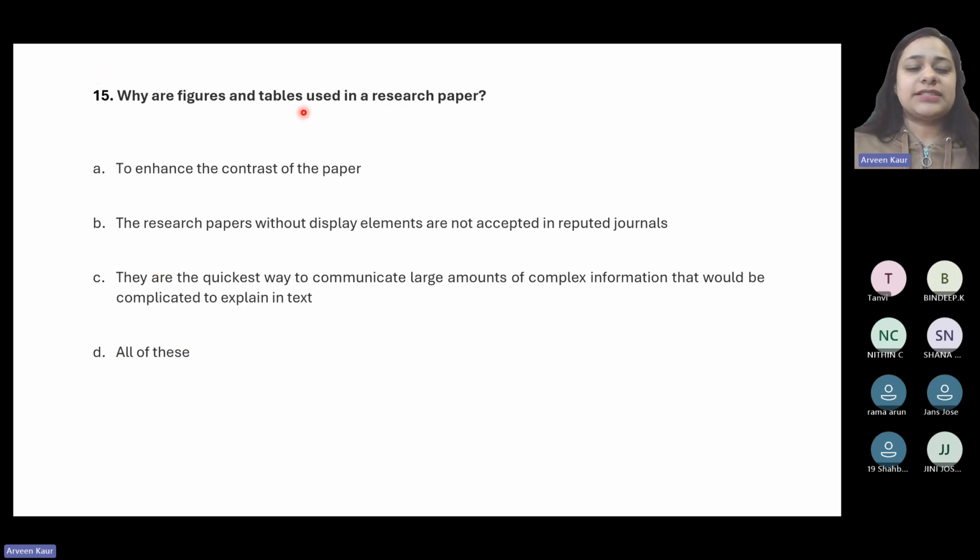So, why are figures and tables used in a research paper? Is it to enhance the contrast of the paper? Or research papers without display elements are not accepted in reputed journals? Or they are the quickest way to communicate large amounts of complex information that would be complicated to explain in a text? Or all of these? Now, I think these options might be conflicting for a few people at least.